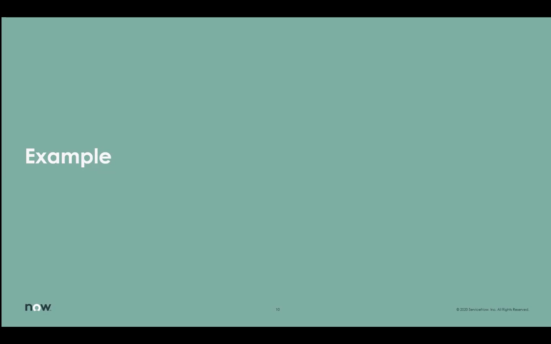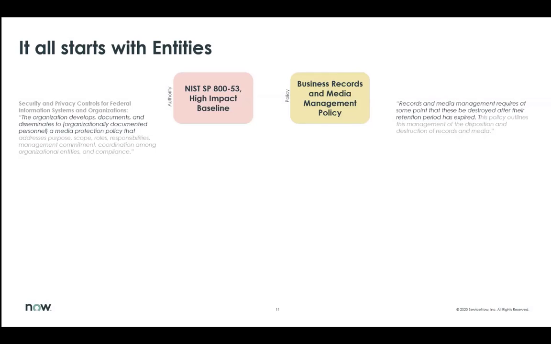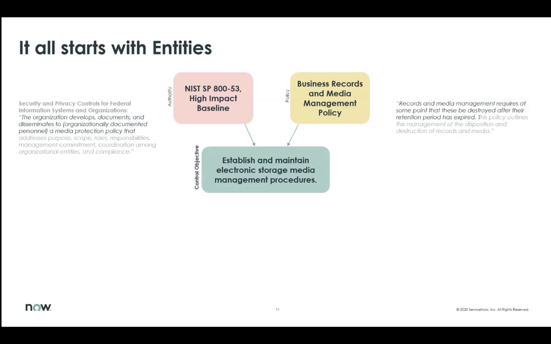So let's have a look at an example of how this would look in real life. We have the authority, NIST 853, which says that the organization develops, documents, and disseminates a media protection policy. Then we have an internal policy that says records and media management requires at some point that these be destroyed after their retention period has expired. Then we have a control objective, which says establish and maintain electronic storage media management procedures. That is operationally what needs to be done in the company for the company to be compliant with both the external authority and internal policy.